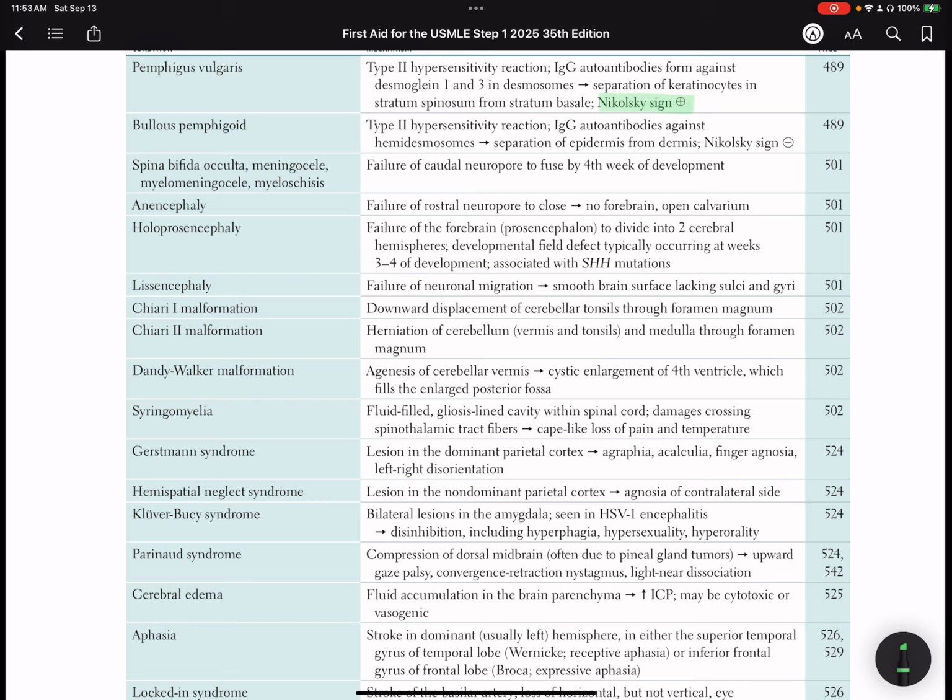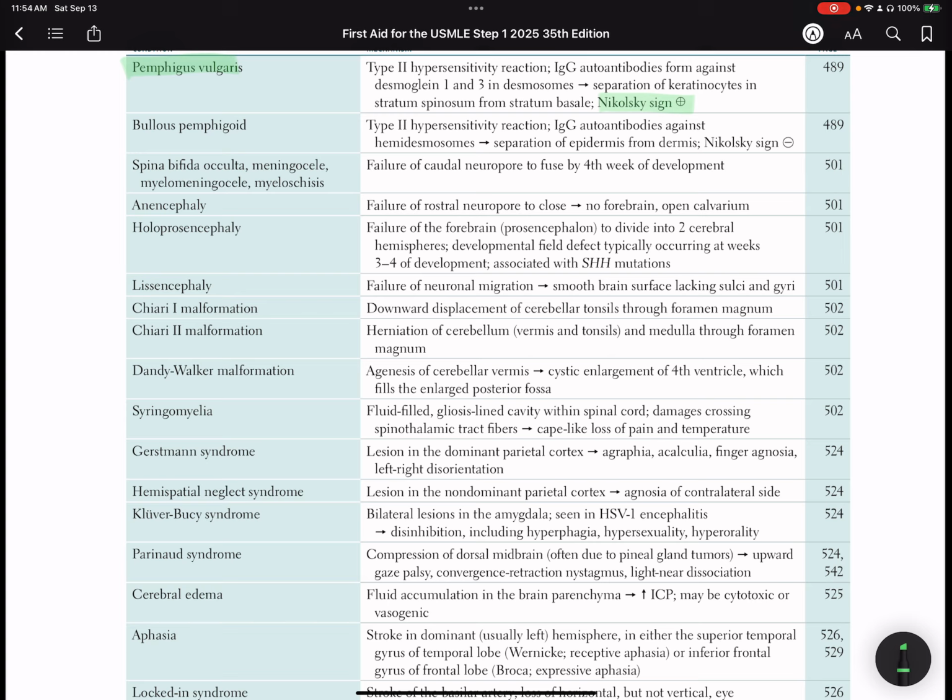So pemphigus vulgaris has a positive Nikolsky sign, and it is a type 2 hypersensitivity reaction where IgG autoantibodies form against desmoglein 1 and 3 in desmosomes, leading to separation of keratinocytes in stratum spinosum from stratum basale. What is bullous pemphigoid?